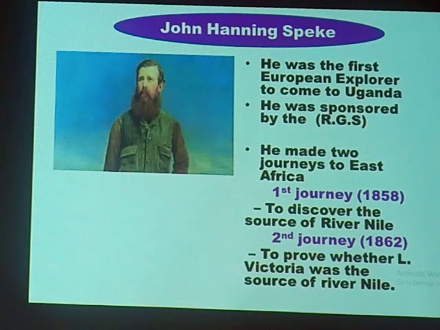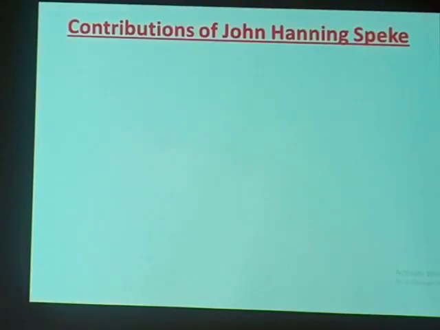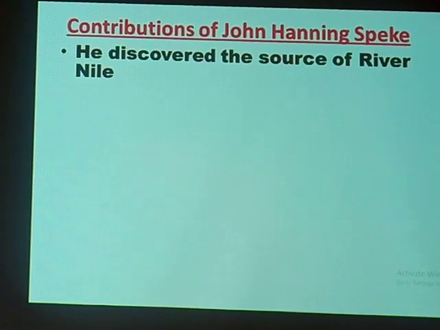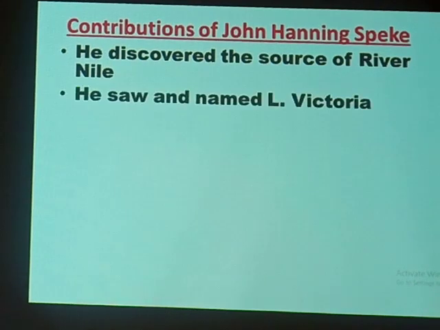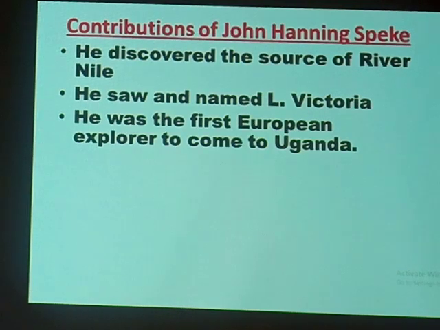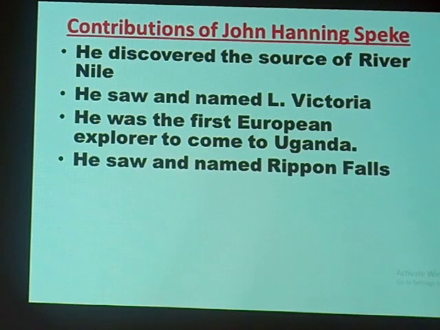Children, those are the basics about that person. Let's carry on and see his contributions. Contributions of John Hanning Speke. He discovered the source of River Nile, same as the first European to see the source of River Nile. He saw and named Lake Victoria. He was the first European explorer to come to Uganda, like we said earlier on. He saw and named Ripon Falls.